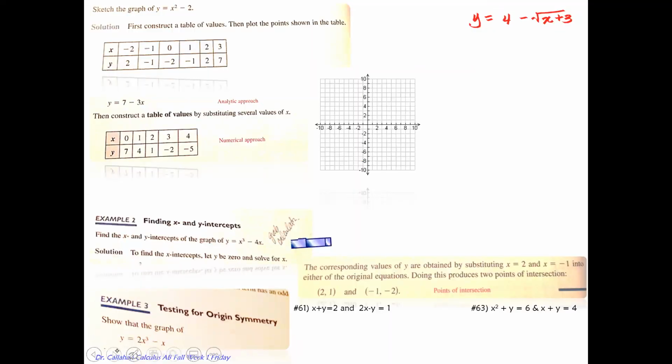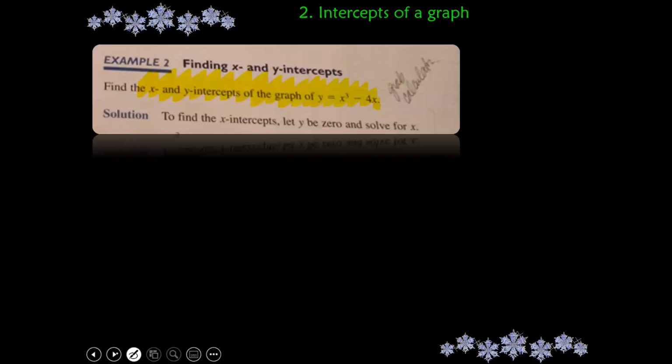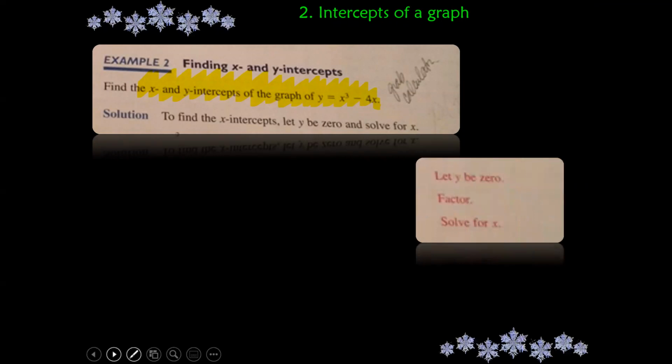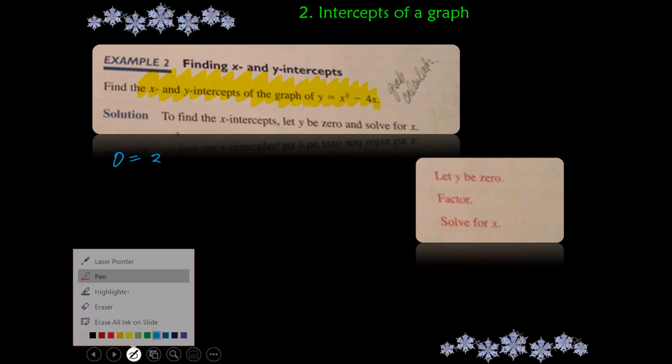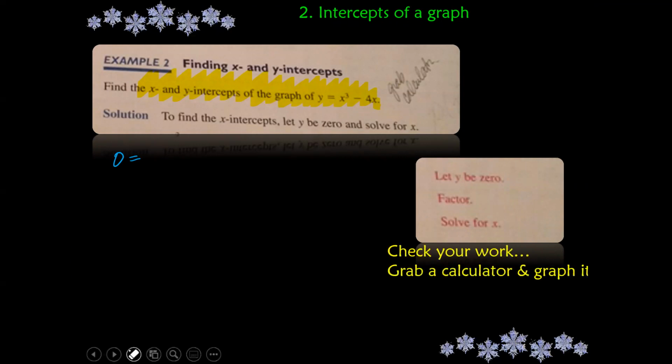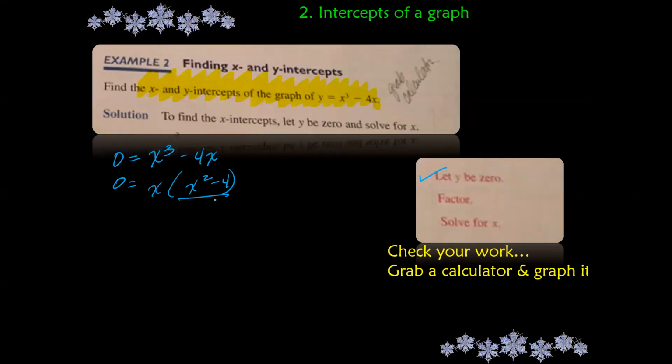All right, example 2. For example 2, it says, find the x and y intercept of y equals x cubed minus 4x. All right, so let's take a look. Here are the steps. Number 1, let y be 0. So 0 equals x cubed minus 4x. Done. Factor it out. Well, I could take out an x right here, so x times x squared minus 4. I also know that this part right here is a special factorization, so I can do x plus 2, x minus 2. Solve for x.